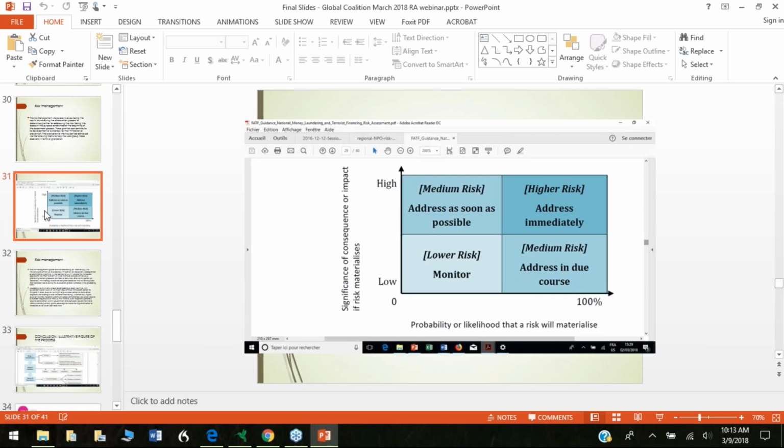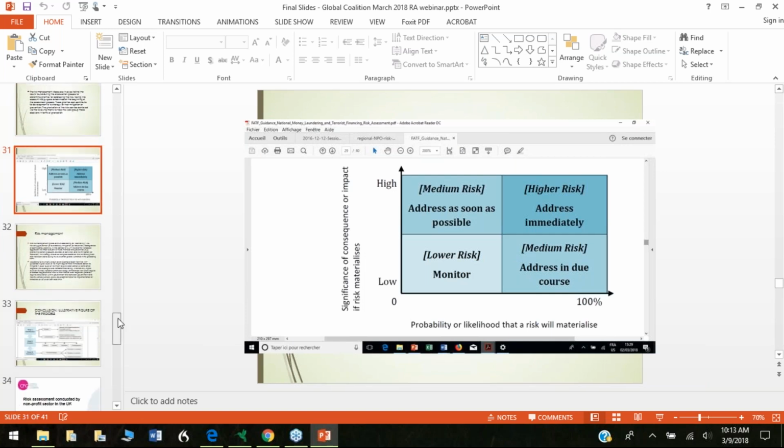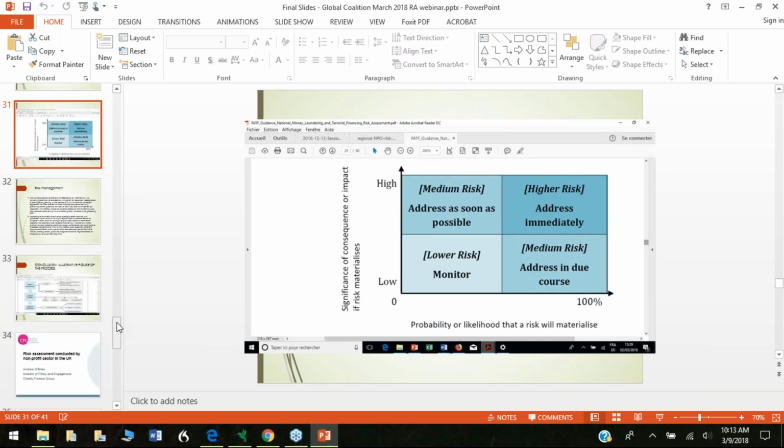Based on the matrix that I took from the FATF guidance, as you can see in this matrix, medium risks with a high consequence you should address as soon as possible. Higher risks, of course, should be addressed immediately. Medium risks with low consequences should be addressed in due course, and lower risks should be monitored until there is a change in their quantification and in their categorization.